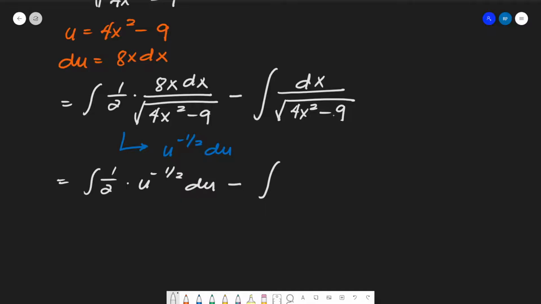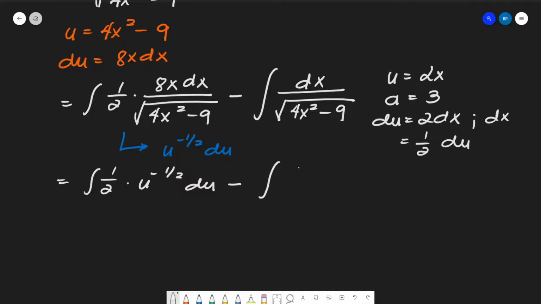For this one, as you may notice, this is already in a standard form: the square root of u squared minus a squared. So what is our u here? Obviously, 2x. Our a is 3. Our du is 2dx, so we need dx equal to 1/2 du. So we put here 1/2 times du over the square root of u squared minus a squared.